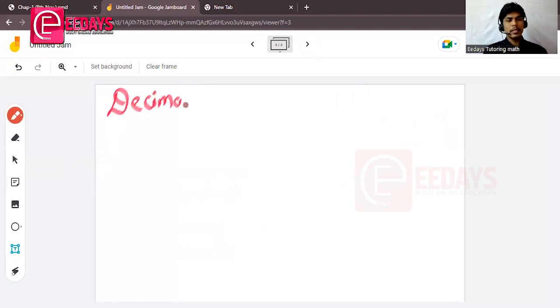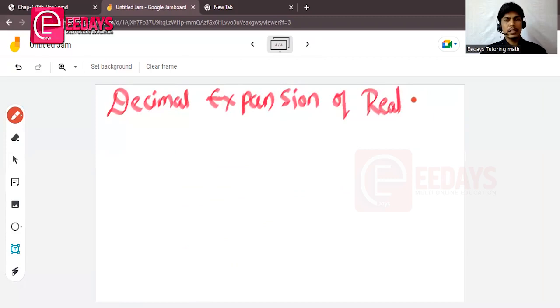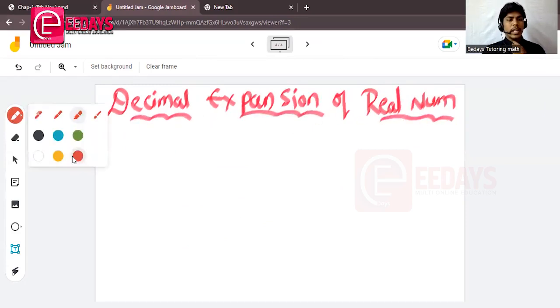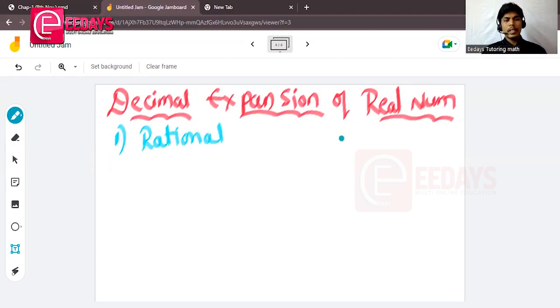The decimal expansion of real numbers. Before starting our session, you need to be strong in basics. What is the decimal expansion of real numbers? In real numbers, we have 2 kinds of numbers. The first one is rational, and the second one is irrational.